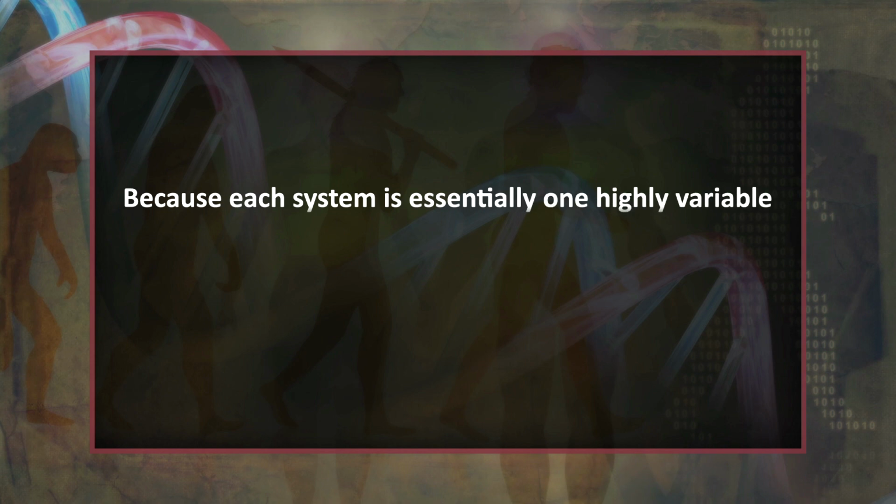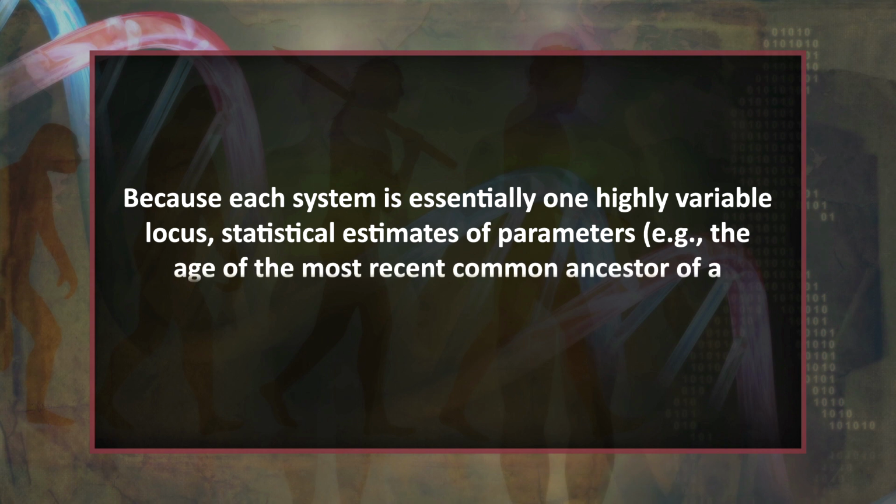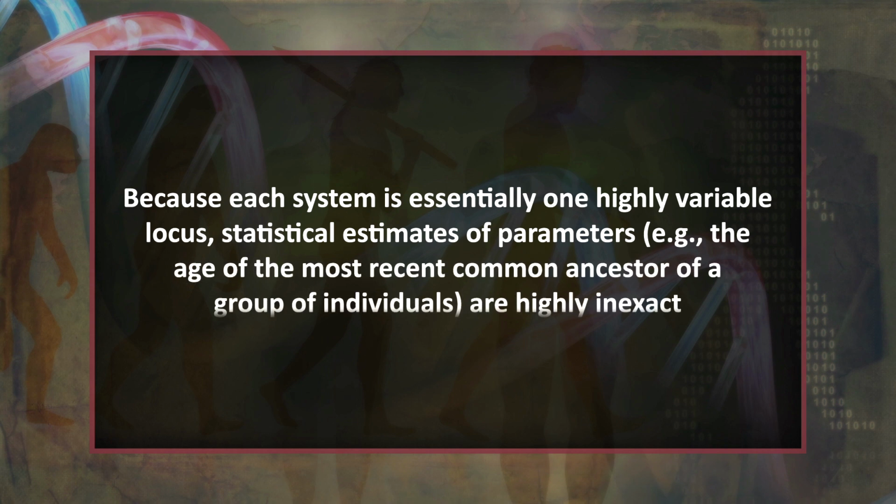Dear students, one must exercise caution in interpreting analysis of Y chromosome and mitochondrial DNA variation because each system is essentially one highly variable locus. Statistical estimates of parameters, for example, the age of the most recent common ancestor of a group of individuals, are highly inexact. More reliable estimates of such parameters can be obtained by analyzing multiple independent autosomal loci, that is, single nucleotide polymorphisms or short tandem repeat polymorphisms.